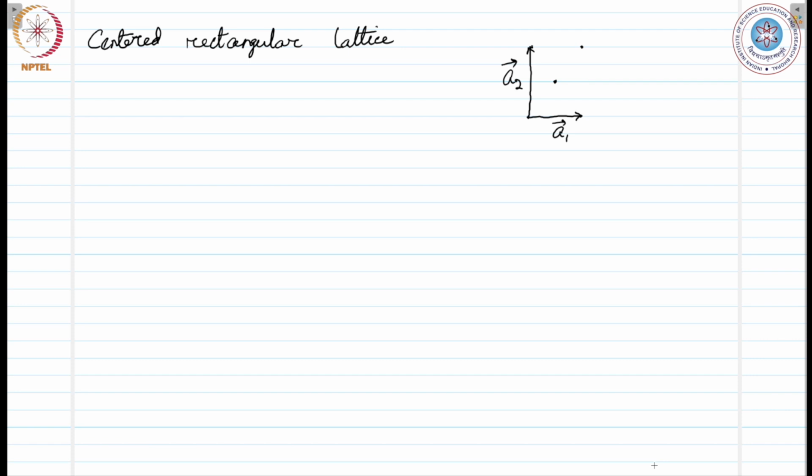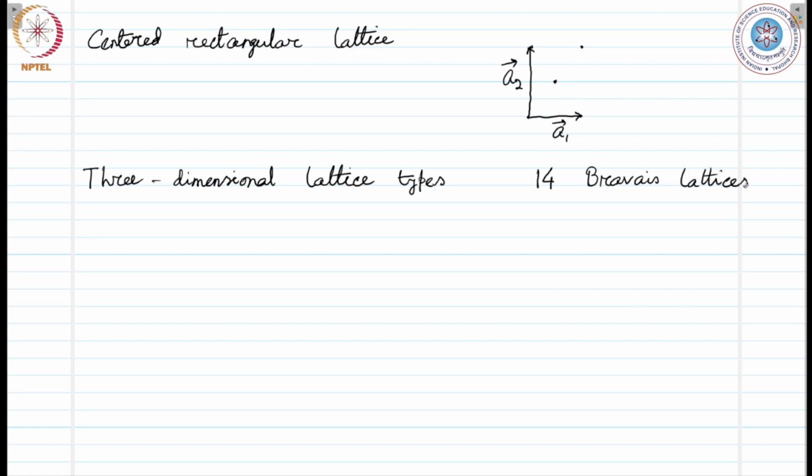How about we move on to 3-dimensional lattice types? Let's see how it goes there. We can have 14 different lattice types in 3 dimensions. These are called Bravais lattices. Out of these 14, one is the least symmetric one, and 13 special lattice types.